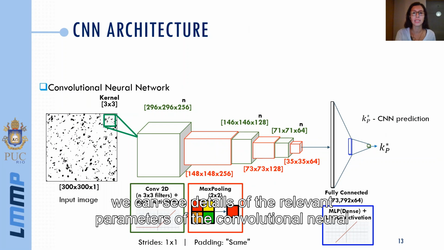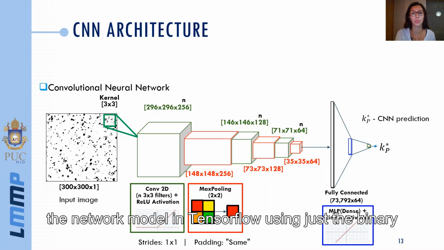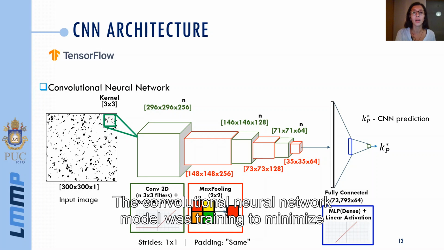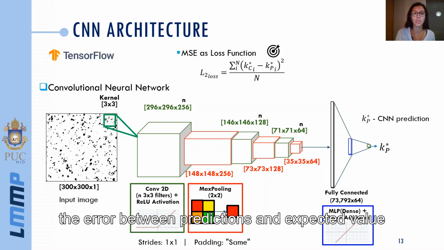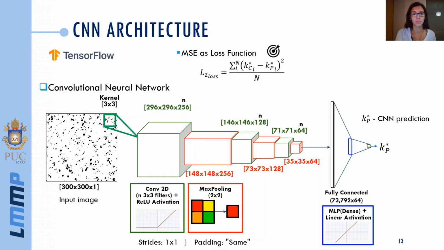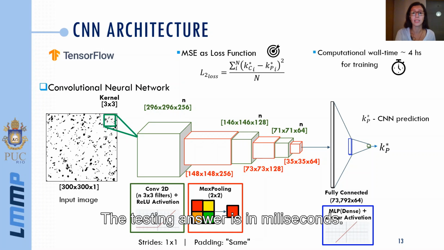In this figure, we can see the details of the relevant parameters of the convolutional neural network architecture. We implemented the network model in TensorFlow, using just the binary image and the normalized permeability from the numerical model as a target. The convolutional neural network model was trained to minimize the error between predictions and the expected value, using mean square error as the loss function. The computational wall time for training is around 4 hours. The test answer is in milliseconds.